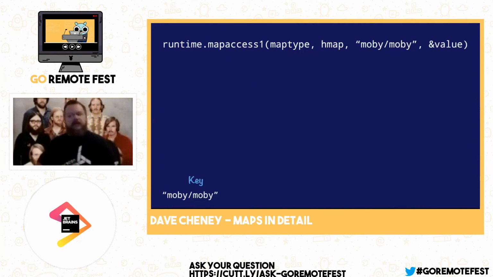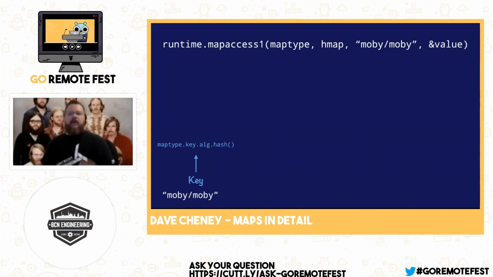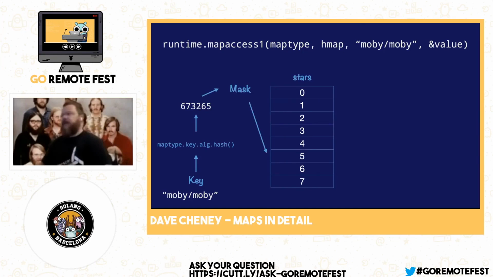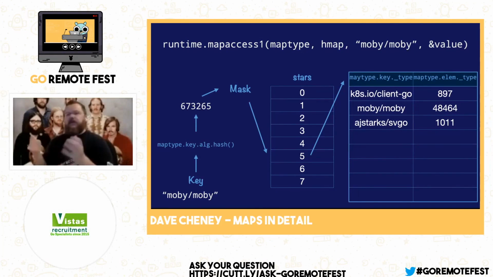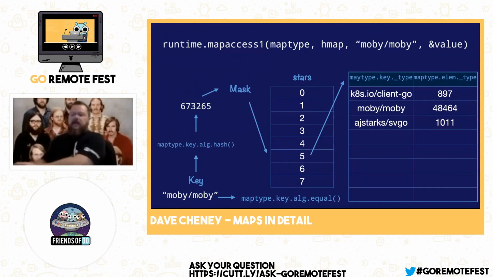So, pulling it all together, we start with the key. We call map type.key, so that's the algorithm for hashing a string. We get some value, mask it off, and look in the bucket. We get to an array now. This is no longer a linked list like we saw in Java and C++, but a good old array that is sized appropriately to the key and the element types. And then we use the equality algorithm for the key to compare against each of the keys, walking our way down the bucket.